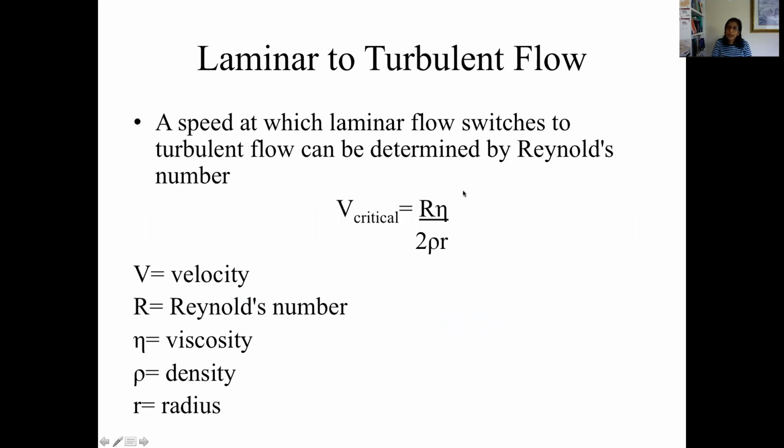measured using Reynolds number. So we have this critical velocity that we are trying to figure out, where you're talking about Reynolds number. This is eta, that is viscosity of the blood. And then 2 is a constant here. And you're talking about density as one factor and the radius of the vessel as another factor. Okay, so that is how you would be able to determine the point between laminar flow and turbulent flow.